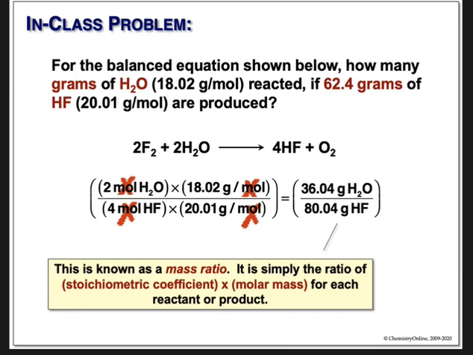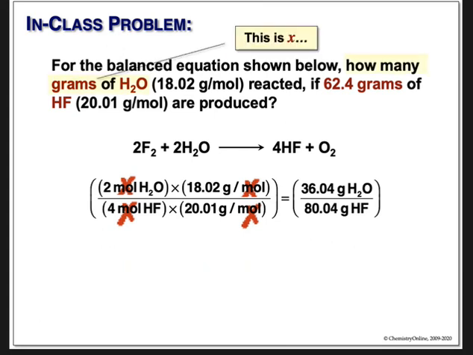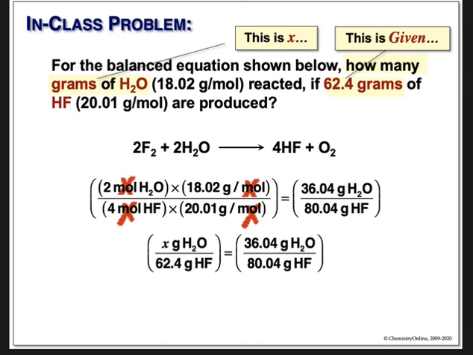All right, what do we do if we have a ratio? Well, we're going to multiply it by our given. This is X, that's our numerator. Here is our given, that's our denominator. X grams of water, 62 grams of HF. On your calculator, 62 times 36 divided by 80. And we have 28.1.